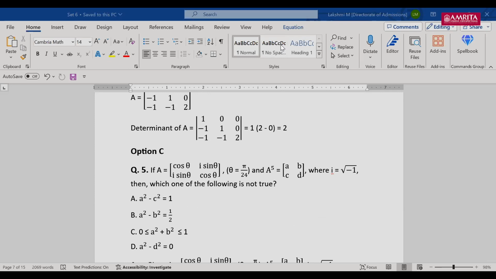Is my screen visible? I have already shared. Anirudh, I could see your chat. If it's visible, please do say yes. Because there are students who are typing, it's not visible. Yes, thank you, Anirudh. Okay.